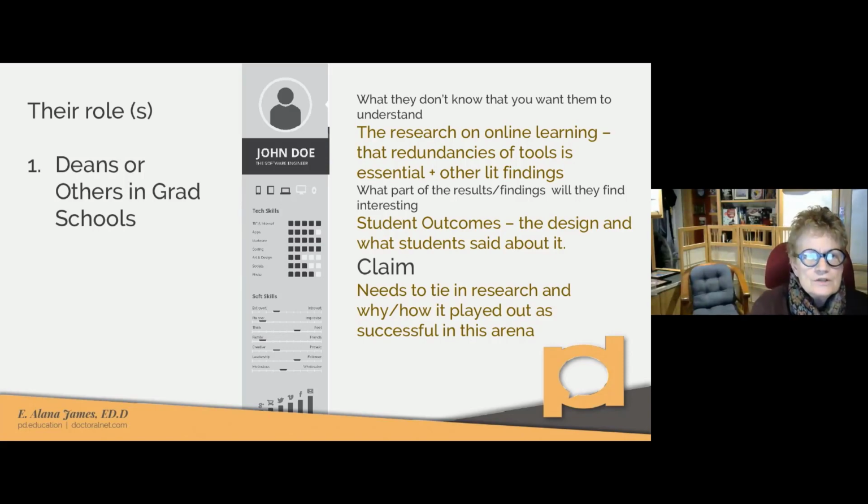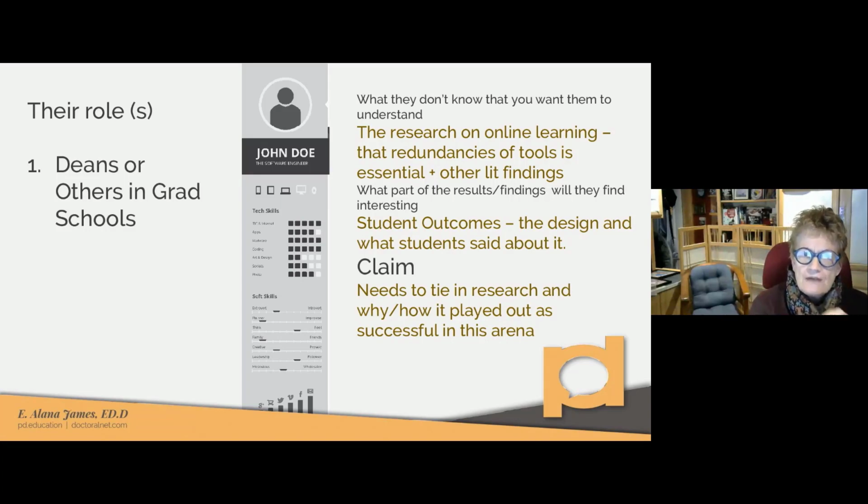Now, this is when these questions become really interesting. What don't they know that I want them to understand? Well, these people know a lot about professional development, and they know a lot about why you go to professional development. They don't know very much about the research as it stands on online learning. They don't know very much about redundancies of tools being essential, because that's a major finding if you look at the online lit and other kinds of lit findings. So the lit review that I've been doing informs these people about research they know nothing about. So lit review is going to be important in my article.